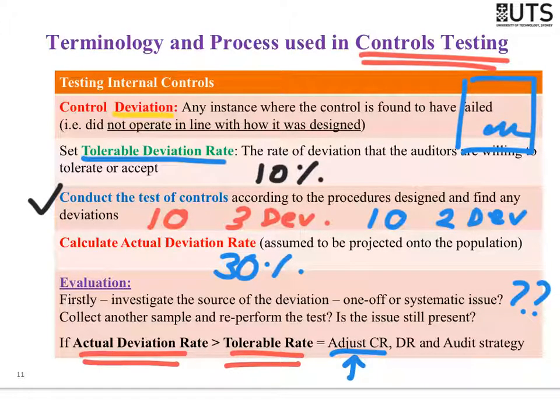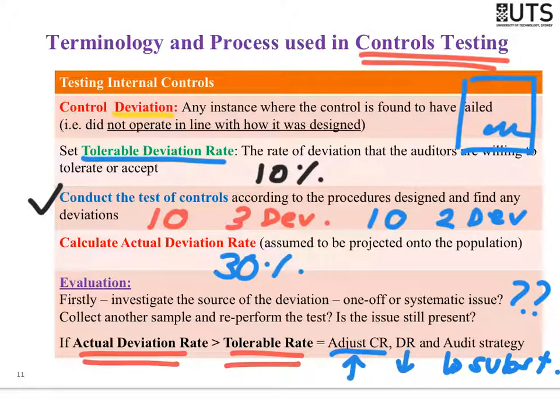Now here's a question I always get. What about if it's high? Well, if it was high, you wouldn't have done this in the first place. Remember? Okay? So we adjust control risk up. What does that mean? Detection risk must now come down. How do we do that? We shift our strategy to more substantive testing.